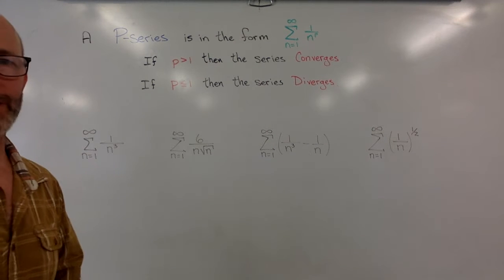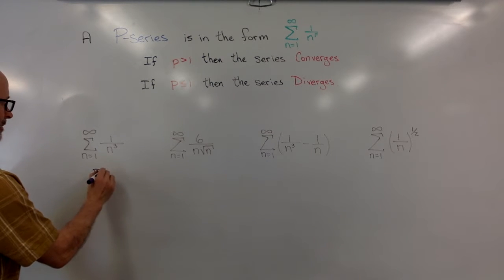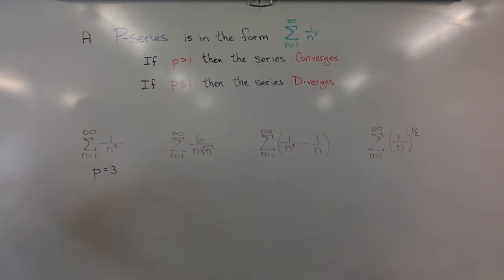So we've got 4 examples up on the board right here. I'm going to ask you to take a minute and figure out what P equals for each of these. Go ahead and pause if you'd like to try it. Some of these are a little mixed up, so I'll show you exactly what we're looking for. In this first one, that's to the 3rd power, P equals 3.